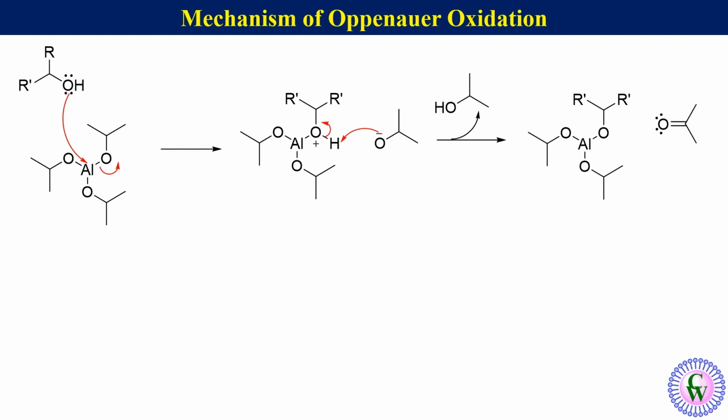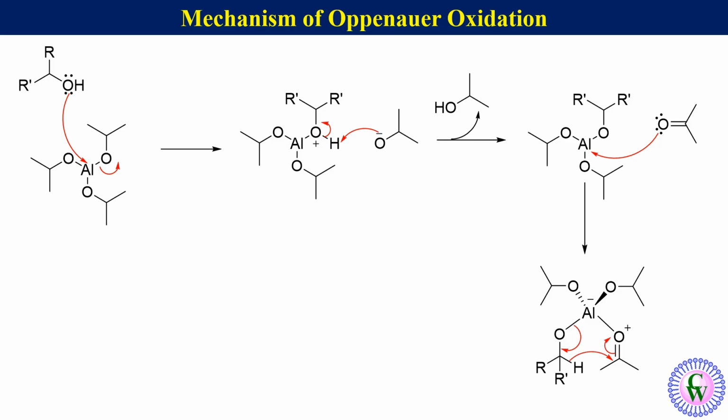Acetone, which is in excess, then coordinates with aluminum like this to produce adduct that has very electrophilic carbonyl carbon of acetone due to partial positive charge on carbonyl oxygen. This facilitates hydride transfer from alkoxy group to acetone carbonyl via a six-membered cyclic transition state like this to produce ketone and regenerates triisopropoxy aluminum. Examples of Oppenauer oxidation.